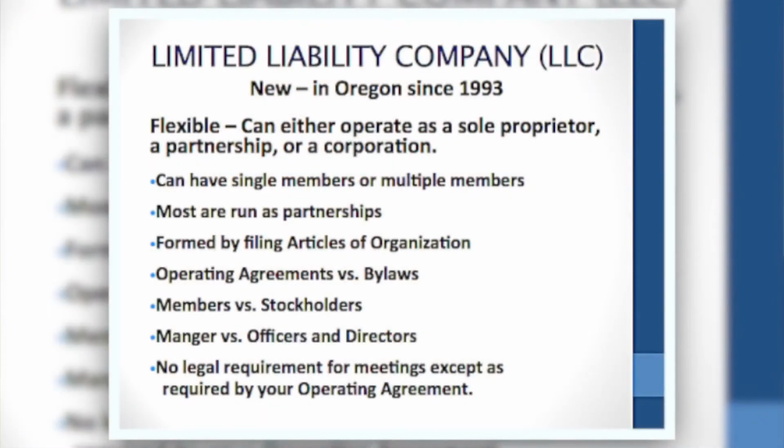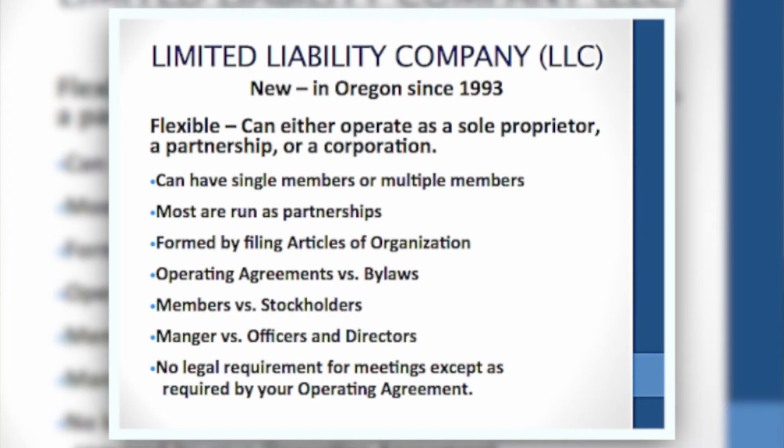Limited liability companies are the other most popular organization that we deal with, and those are fairly new in existence. They were first created in Oregon in 1993 by the legislature. They're very flexible, which is one of the advantages of them. They can consist of one person, a one-member LLC that is run just like a sole proprietorship, but it has limited liability. It has a liability shield protecting that business owner. Or they can have multiple members, most often run as partnerships, although they can be organized and run as if they were corporations.